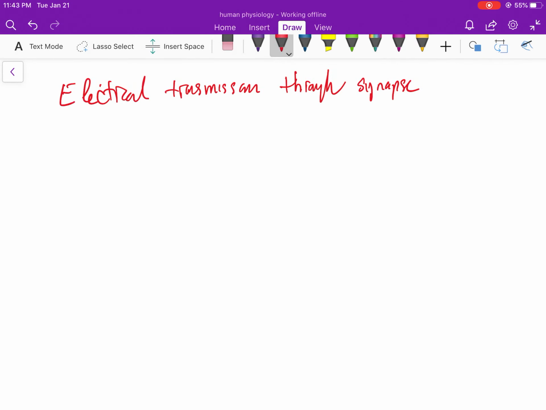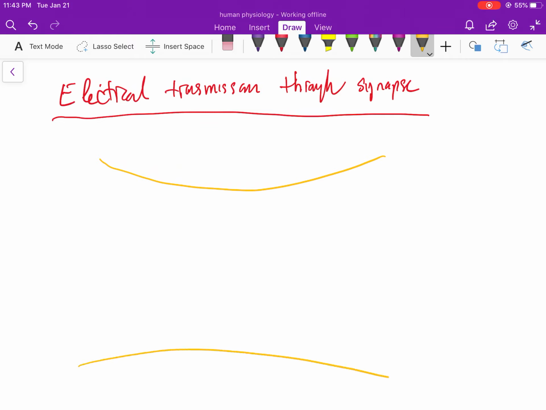Guys, my name is Christine, and today we will talk about the electrical transmission through a synapse. So I will draw this is our synaptic cleft. And then also we have this is the presynaptic cell. And this is our postsynaptic cell.